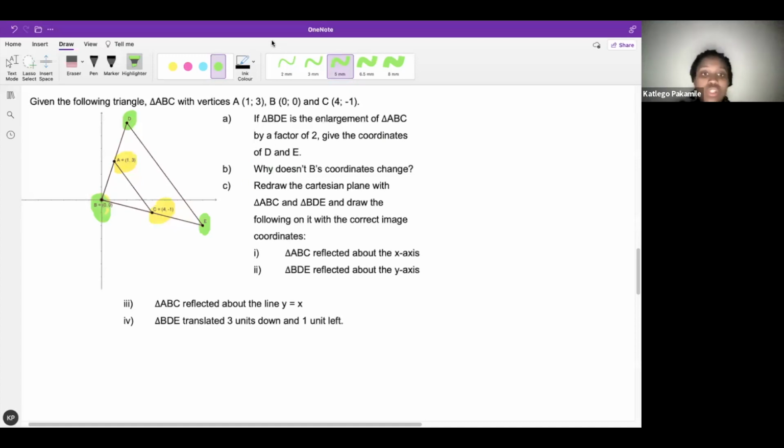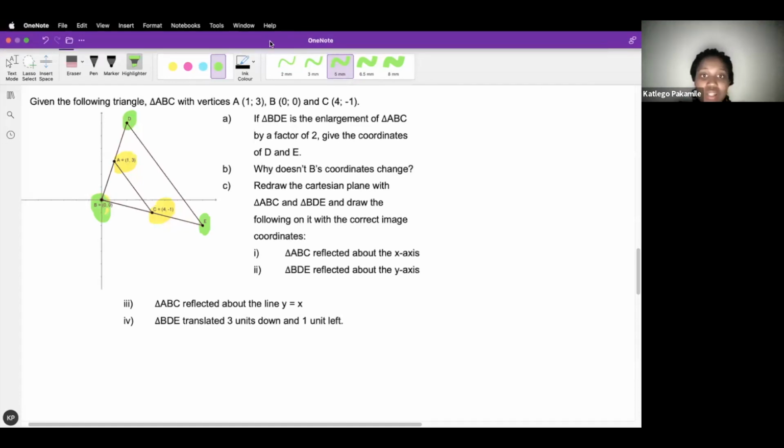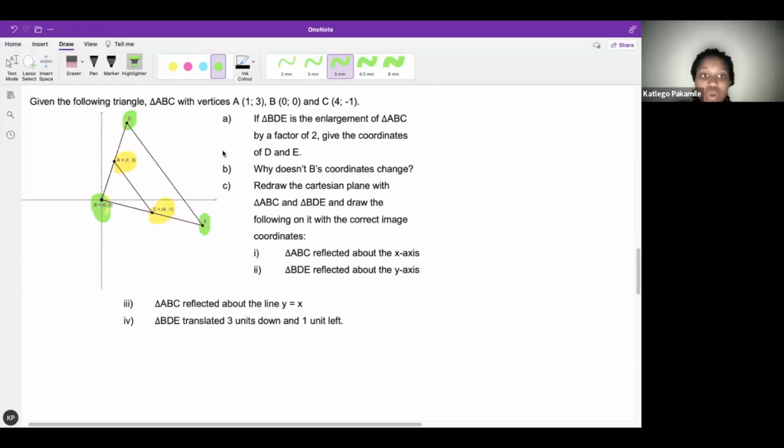Now let's give the coordinates of D and E. Now, they told us that it is an enlargement. So what are we going to do with the coordinates? Times, yes, times by 2. Maybe I should write properly.